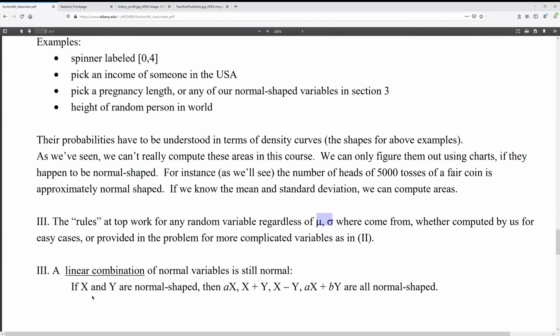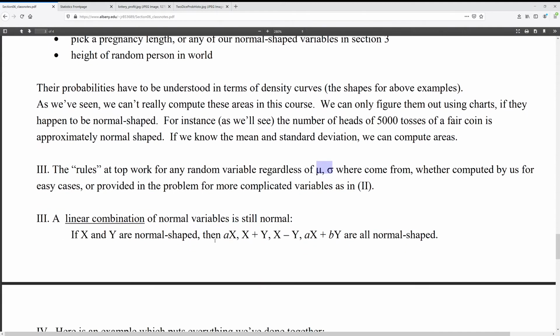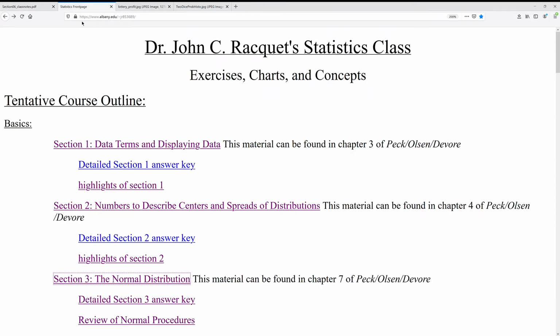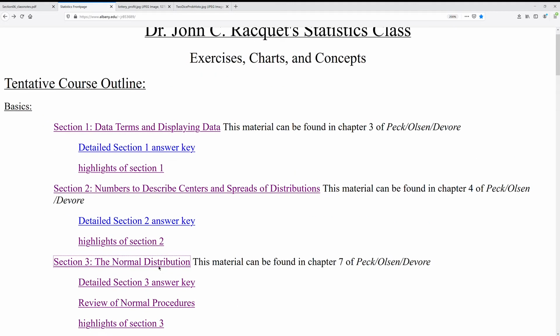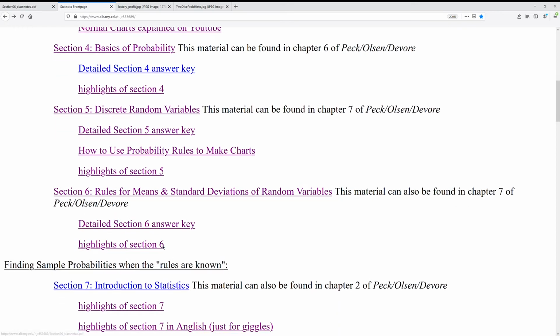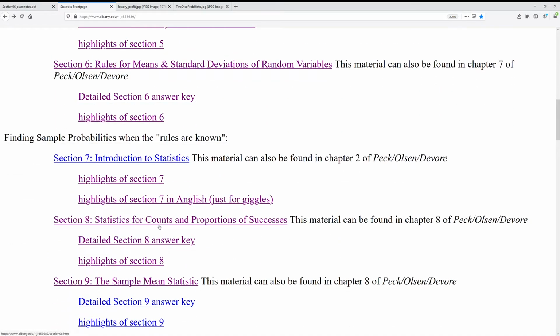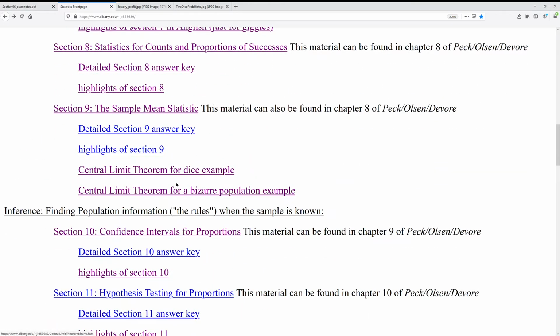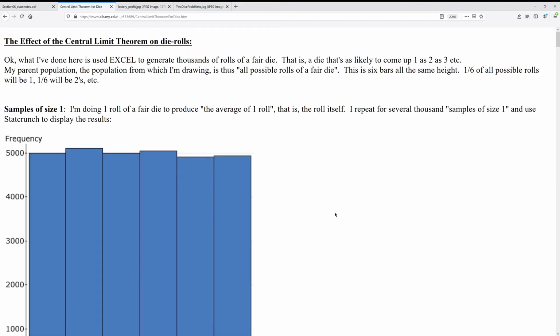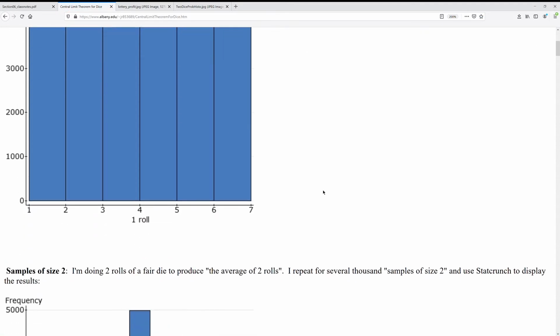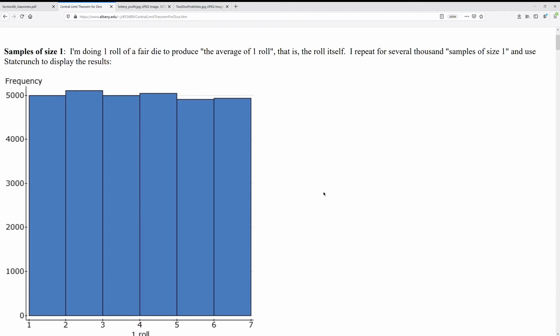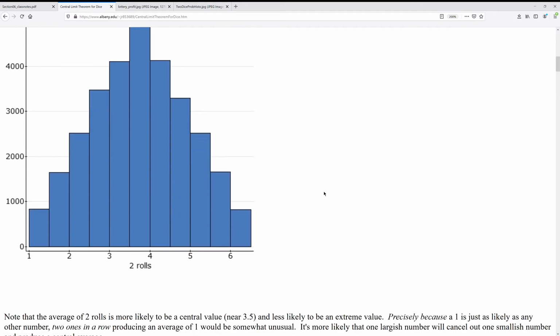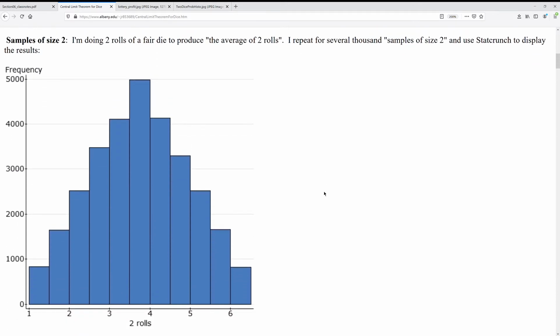Point number 3. A linear combination of normal-shaped random variables is still normal. Now let's think about this. In general, when you combine repeat performances of a random variable, you get something very different, right? For instance, one roll of the die looks something like this. The sum or average of two rolls of the die looks something like this. The difference between a sum and an average is just a unit change.